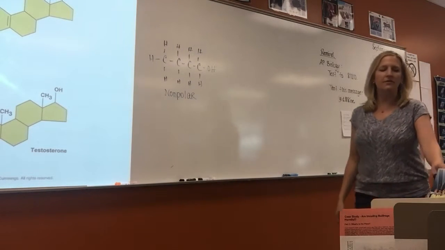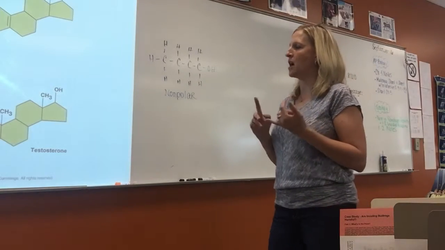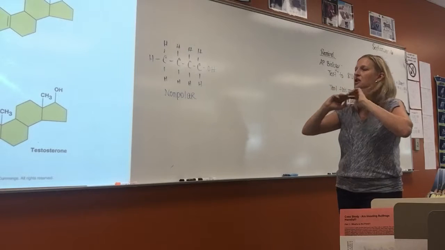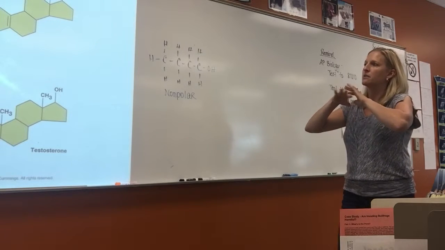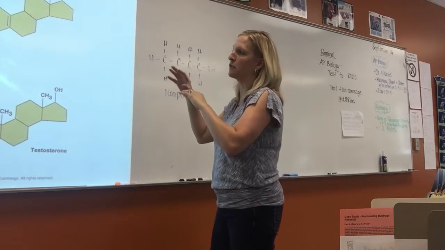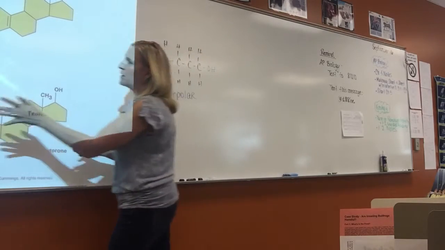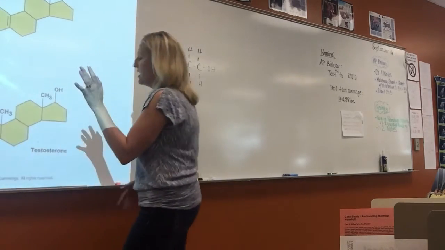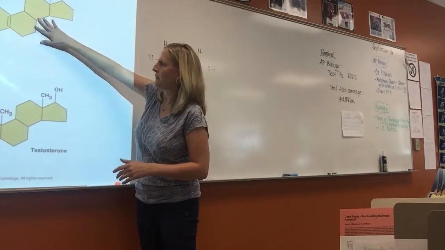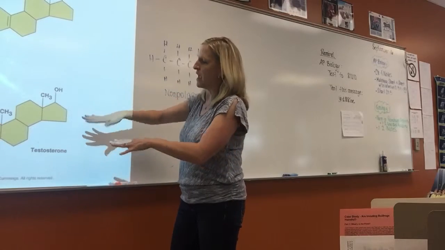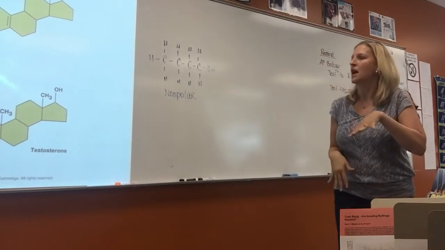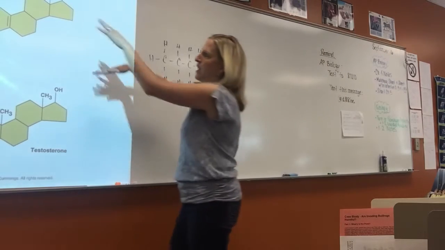This is an example of how the location and the type of functional groups attached to molecules can change how they react and therefore what they do in living organisms. So here we have a male and a female lion. This is testosterone. This is a derivative of estrogen, and so males have a higher quantity of testosterone than estrogen, and females are on the opposite end.